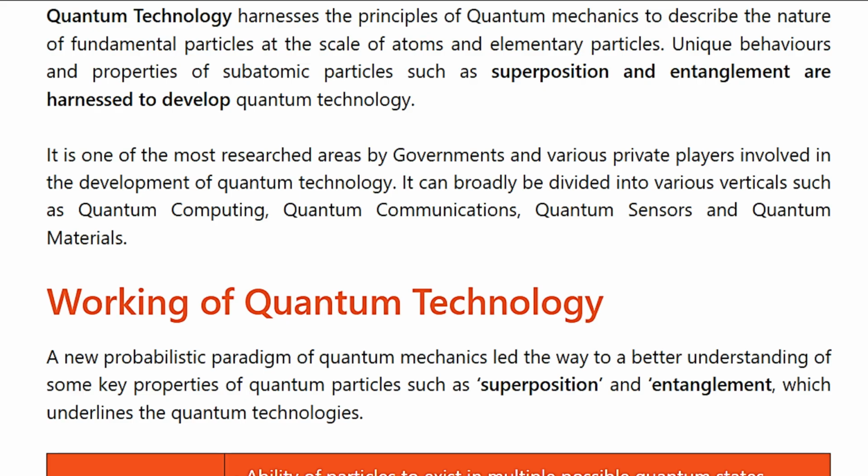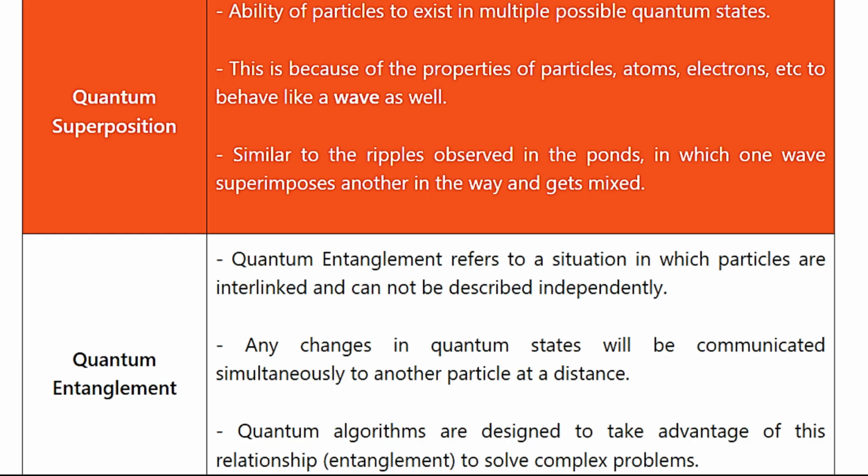Working of quantum technology. A new probabilistic paradigm of quantum mechanics led the way to a better understanding of some key properties of quantum particles such as superposition and entanglement, which underlie quantum technologies. Quantum superposition: the ability of particles to exist in multiple possible quantum states. This is because of the properties of particles, atoms, electrons, etc. to behave like a wave as well.